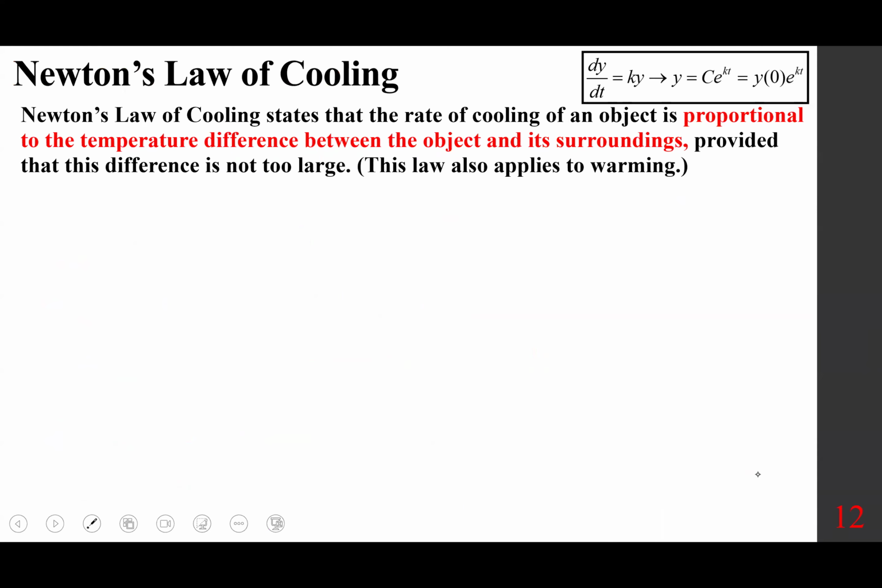All right, and now Newton's law of cooling. Newton's law of cooling states that the rate of cooling of an object is proportional to the temperature difference between the object and its surrounding, provided that this difference is not too large. This law also applies to warming. The concept is this: you have a cold drink, cold soda, you bring it to a room, it ultimately takes the room temperature over the course of some time, maybe so many hours. On the other hand, if you have a hot cup of coffee, you bring it to a room, it will cool down in the same manner.